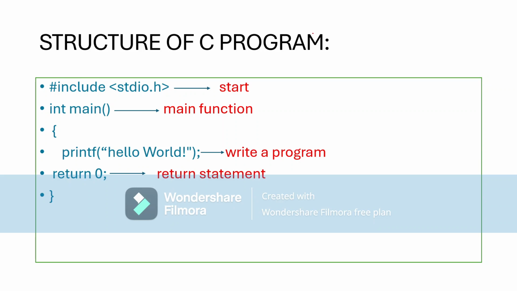Here this slide shows the basic structure of a C program. Every C program follows these structures to run correctly. Let us understand each part one by one. First, this is the structure of a C program.